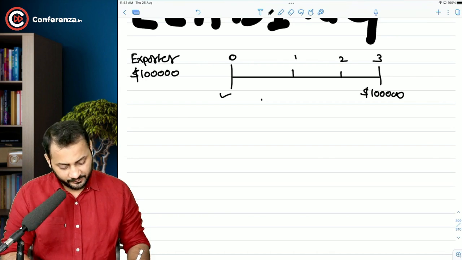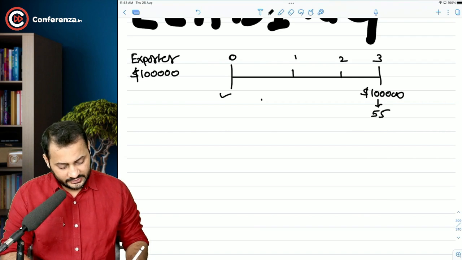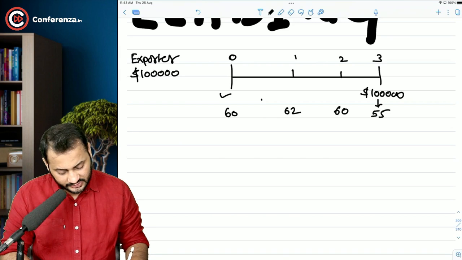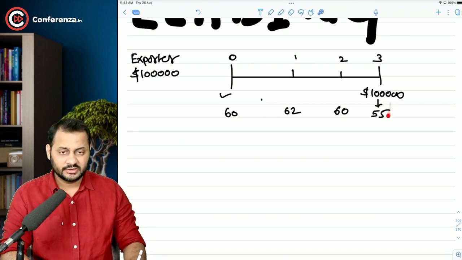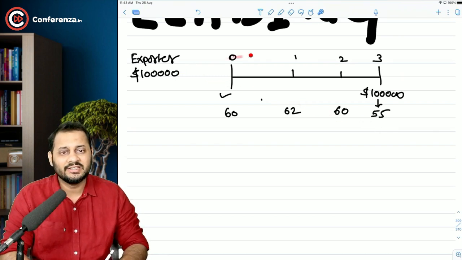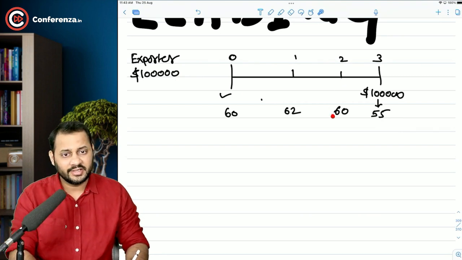Now understand that if you are expecting the exchange rate to be 55 rupees per dollar on that date, and you expect that today the rate is 60, tomorrow it will be 62, after 2 months it will be around 60, and then after 3 months it will be 55. So it is better if the customer to whom we sold the goods agrees to make the payment after 2 months. Right? Because the rates are in our favor.